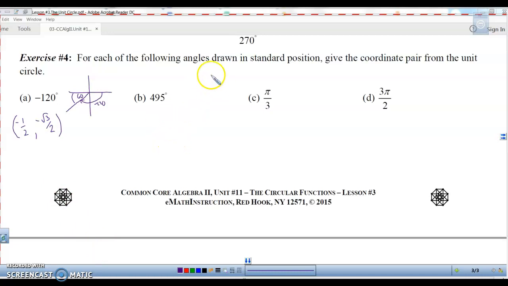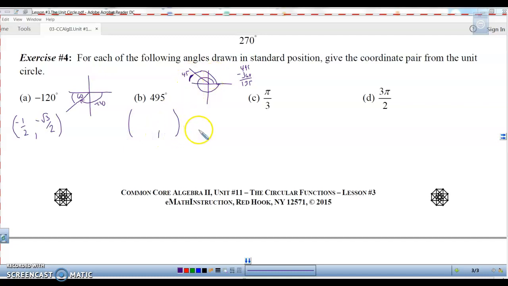All right, 495 degrees. Well, let's see. Around once is 360, and then how much farther do we have to go to reach 495? If I take 495 and subtract 360, I end up with 135. So I end up over here in the second quadrant at 135. What is my reference angle going to be for 135? Well, it's actually going to be 45. So we have to know 45, but we're in the second quadrant.